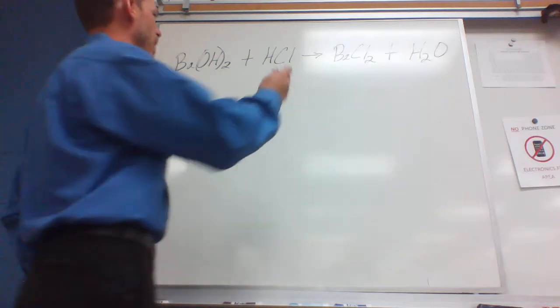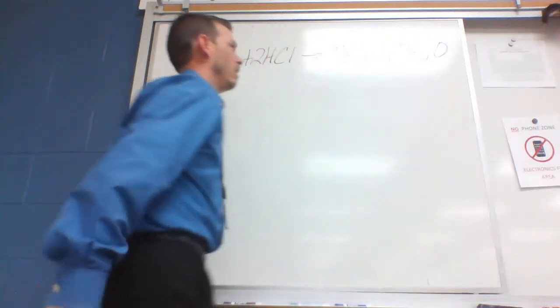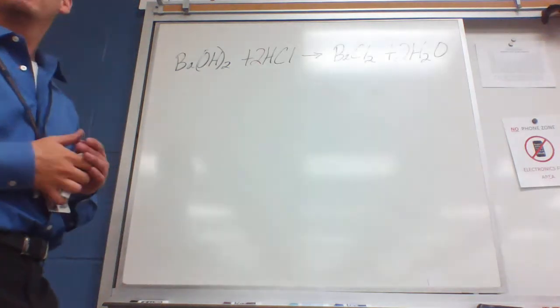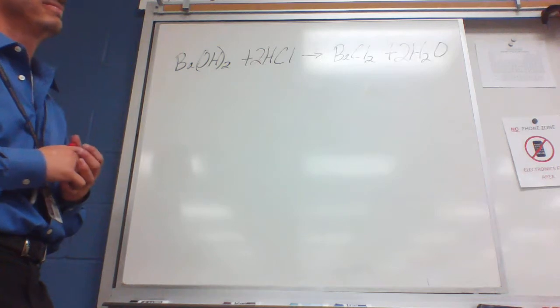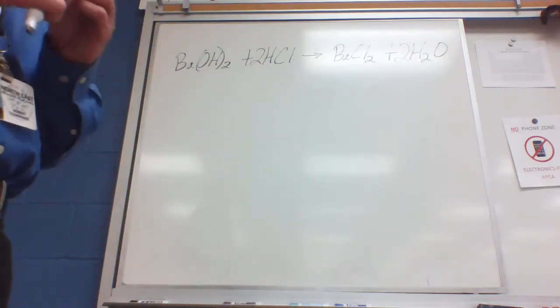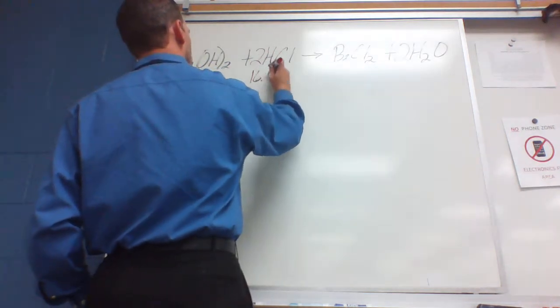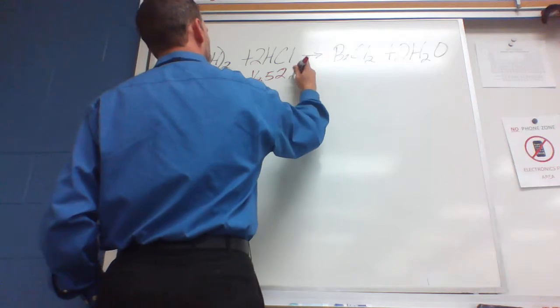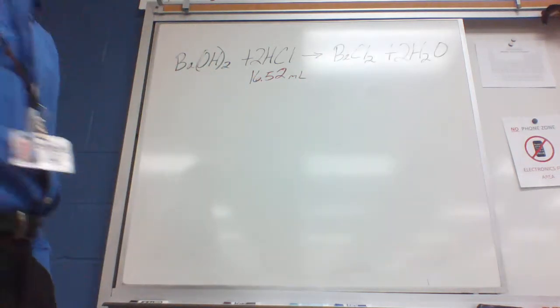Right, we've got some balancing issues. We're going to need 2 of our acid. All right, let's take a look at the info that we've got. It's letting us know that there's 16.52 mils of our acid at 0.85 molar.